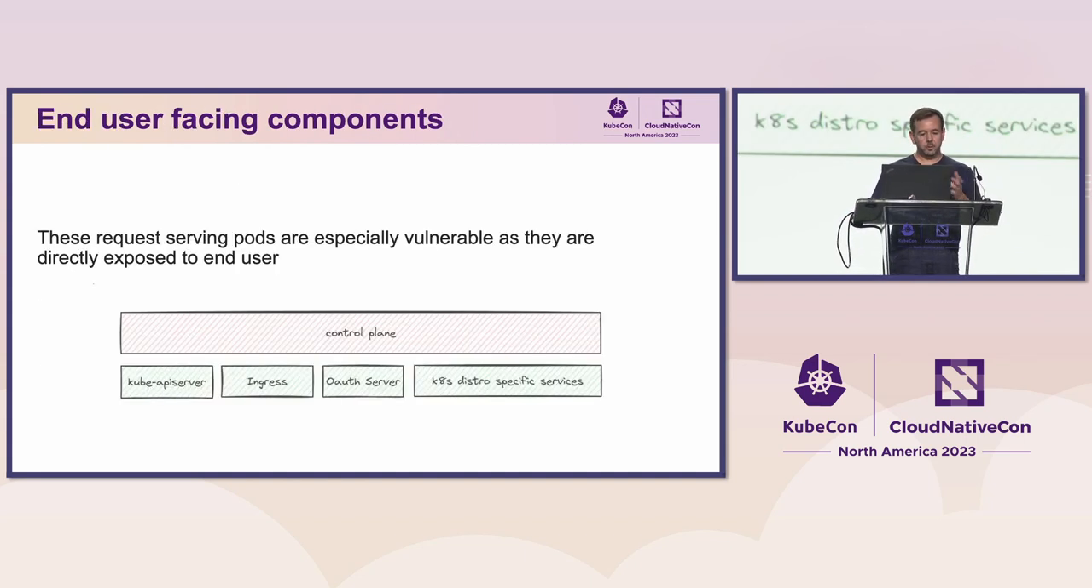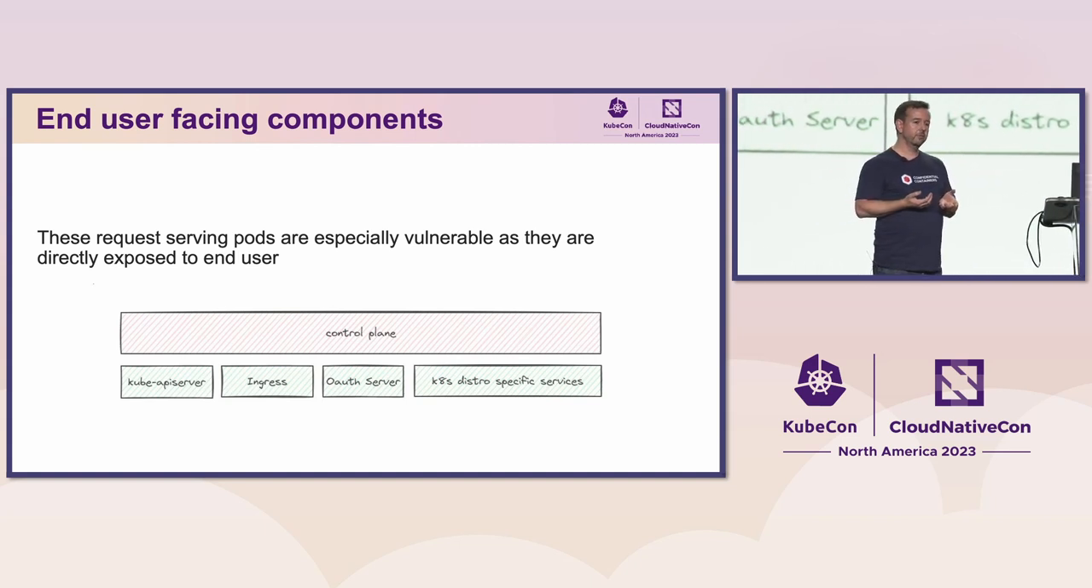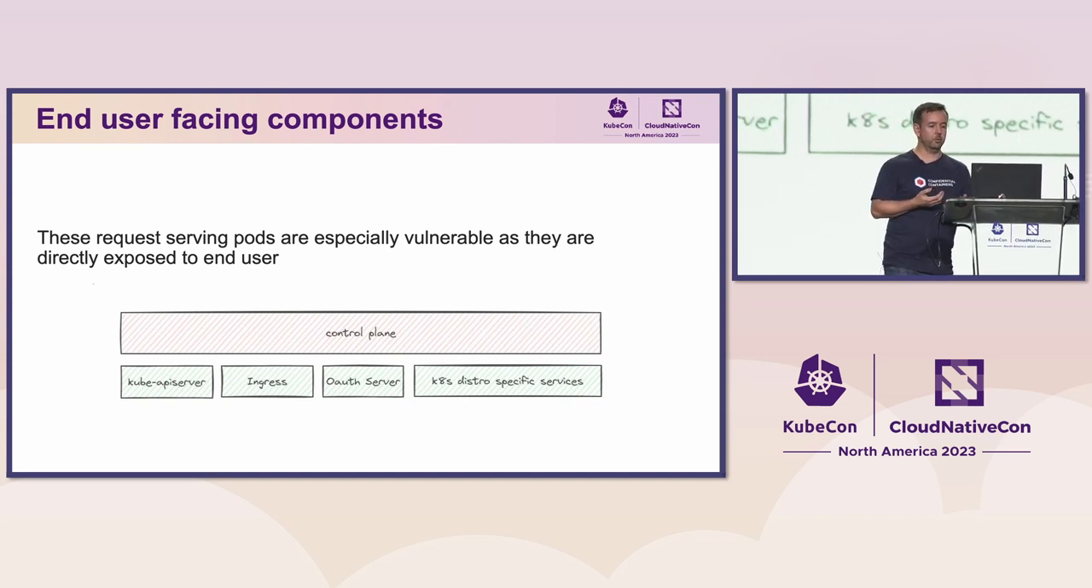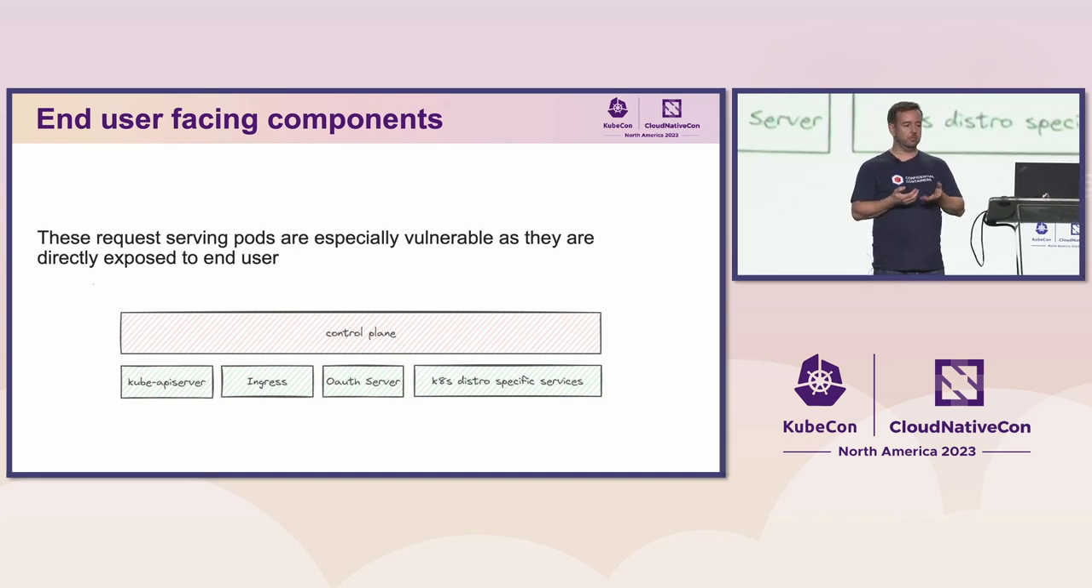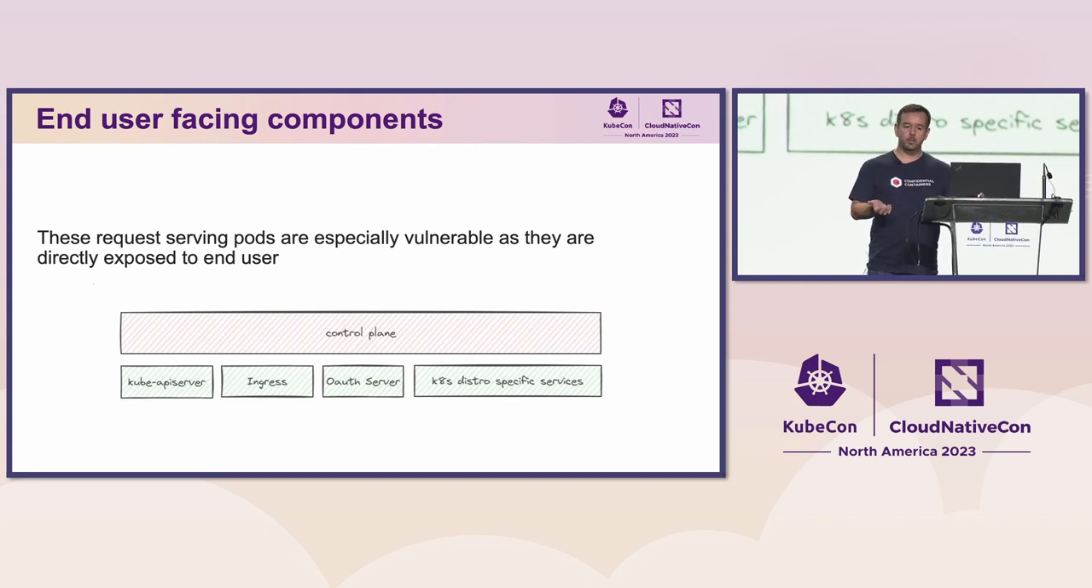So there's a subset of control components that we want to focus on here, and it's those that are end-user facing. I call it request-serving control plane components. These include, of course, the API server, but there are also others like Ingress, OAuth, and then Kubernetes distro-specific services. These components are all critical because they handle requests from users directly.